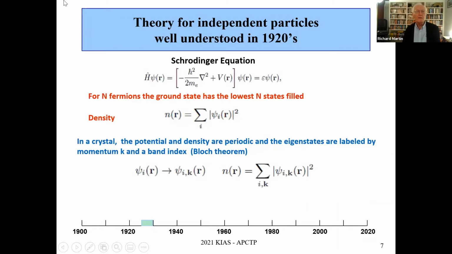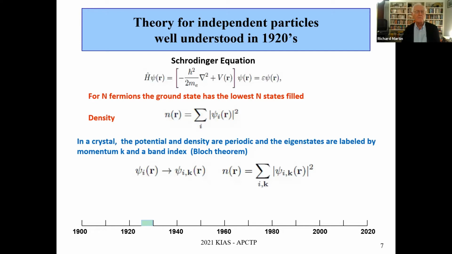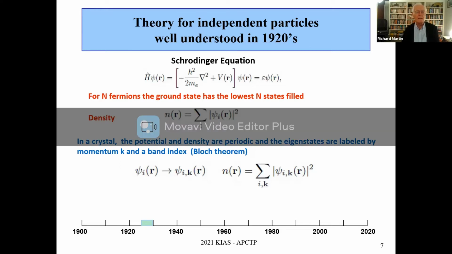So the theory for independent particles was well understood, and I want to show this because I want to use the notation later. Here's Schrödinger's equation, and for non-interacting particles, the ground state is given by filling the lowest states, and the density is just the sum of squares of the eigenfunctions of those states.